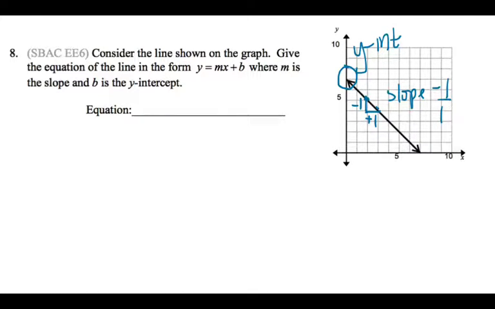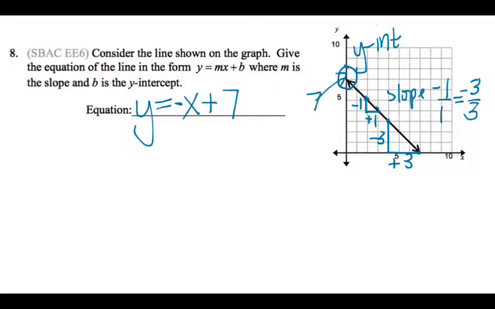You could have also gone from any 2 other points. Let's say I wanted to go to these 2 points. I would go down 3 and to the right 3. And these 2 numbers are actually still equivalent. So the most simplified way that you could write this equation is y equals -x plus 7. Okay, my y-intercept right here is 7. That gives me my b.